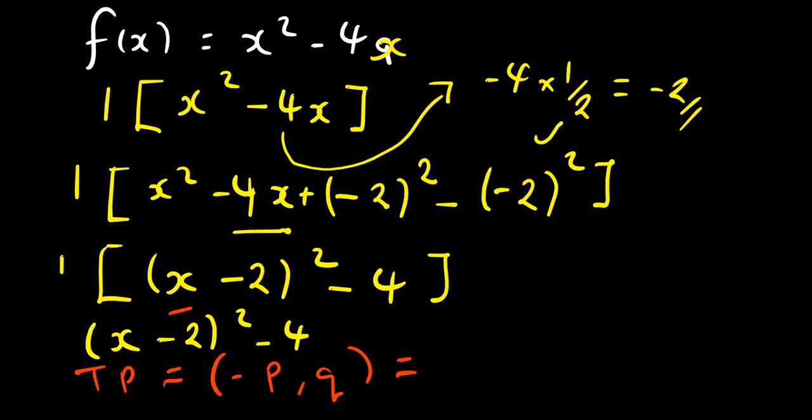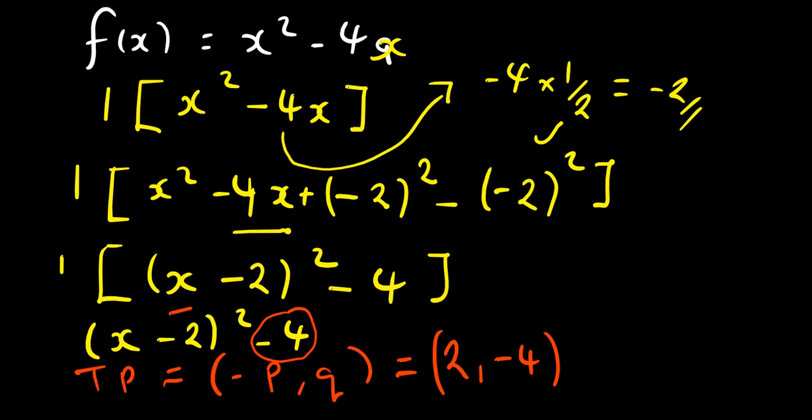Here is negative, so the x coordinate of the turning point will just be 2. Then for the q1, you just get the constant, like we said. So this is just negative 4. So this is our turning point.